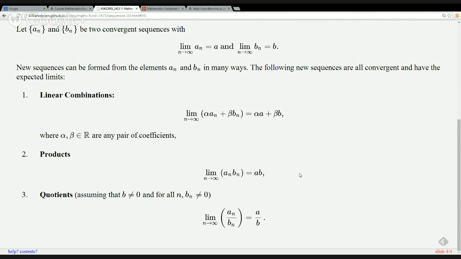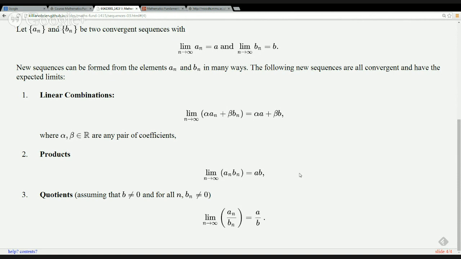So given epsilon greater than 0, kind of repeating myself now, but it helps to make it clear what you're trying to prove. Given epsilon greater than 0, we need to find the point capital N such that if n is bigger than capital N, the absolute value of 1 over bn minus 1 over b is strictly less than epsilon. That's what I have to prove.